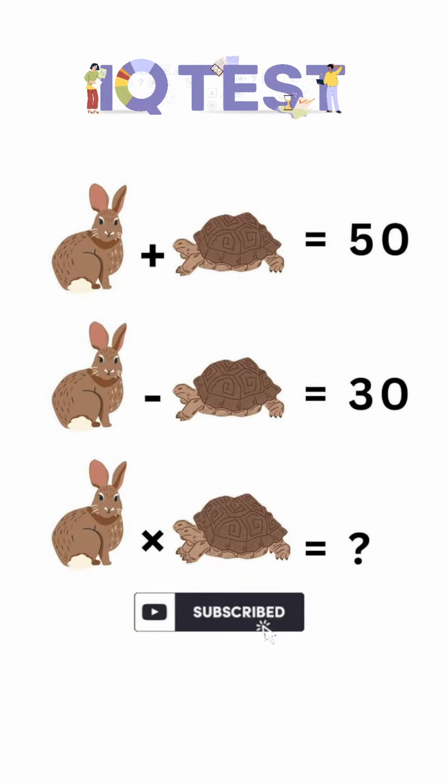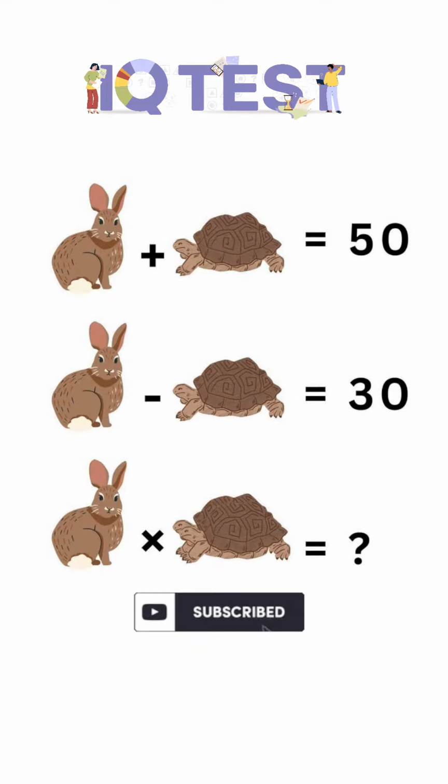So if we add rabbit plus tortoise is equal to 50 and rabbit minus tortoise is equal to 30, we can see that the first tortoise and then the second tortoise will cancel out. So we have 2 rabbits is equal to 50 plus 30. That will give us 80. So that means that 1 rabbit is equal to 40. If 1 rabbit is equal to 40, it means the tortoise is equal to 10.